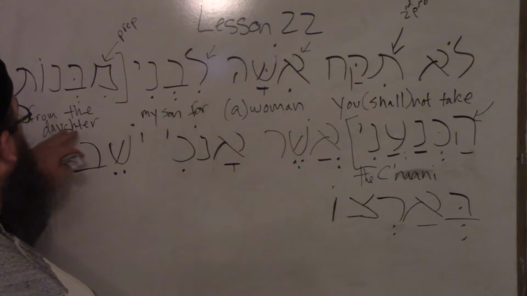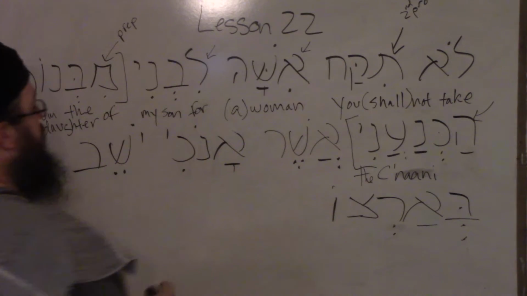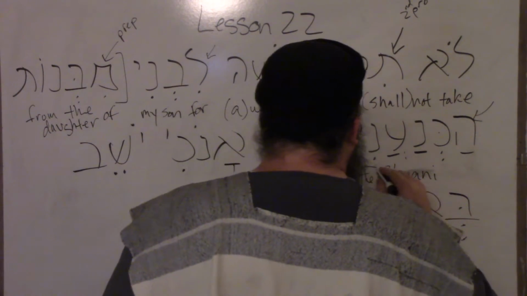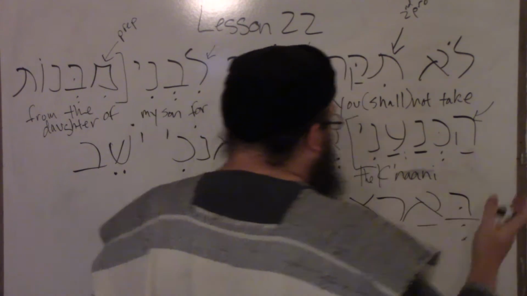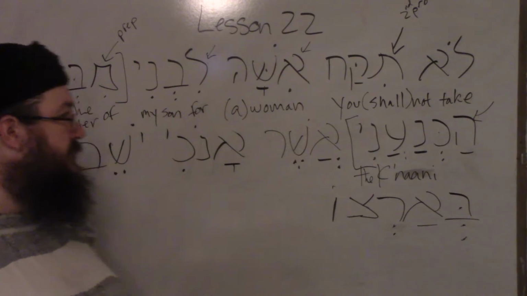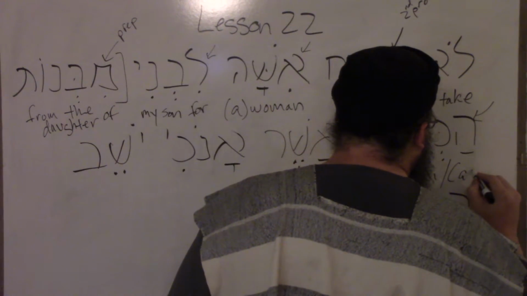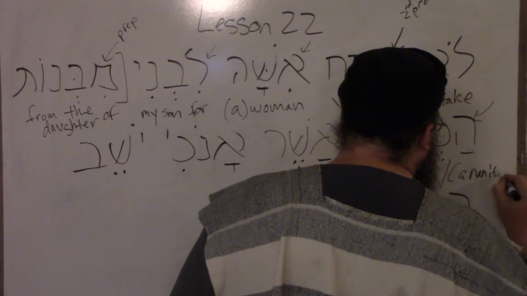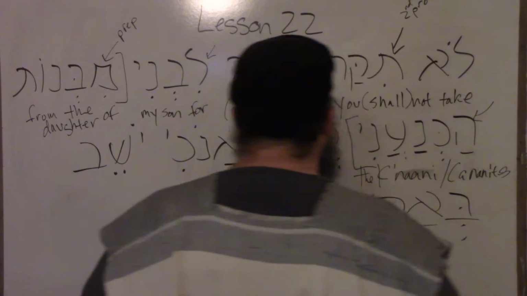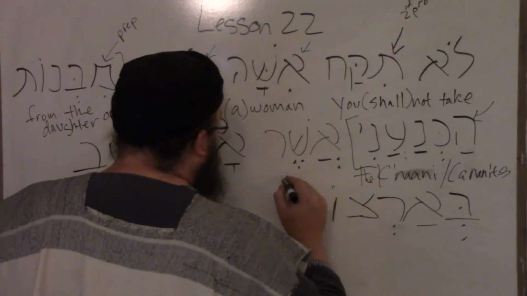So we have to remember, he says from the daughters, we're going to have to add the word of because this is a noun construct. The Kanani, you can put a K, you can put a C, it doesn't really matter because you're just transliterating it, okay? Or Canaanites. Alright? So it doesn't really matter in this case. Asher, this is our relative pronoun, which means which.